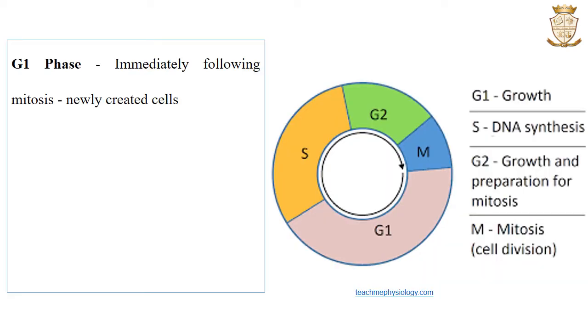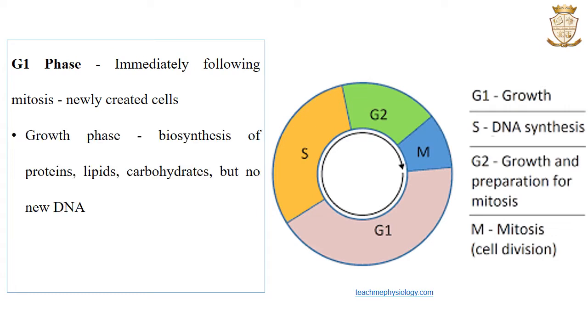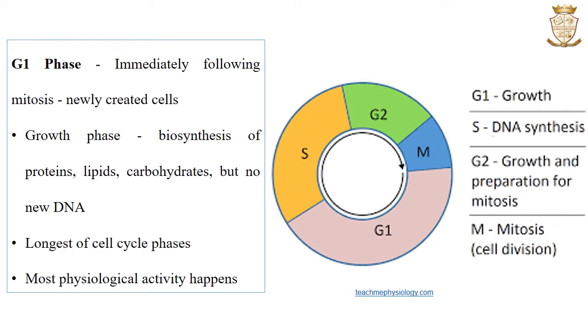So, coming to G1 phase, immediately following mitosis, the newly created cells are in the G1 phase. This is largely a growth phase during which there is a lot of biosynthesis of proteins, lipids and carbohydrates. But there is no synthesis of new DNA during this phase. G1 is the longest of the cell cycle phases in many cell types and most of the physiological activity of a cell happens during G1 phase.